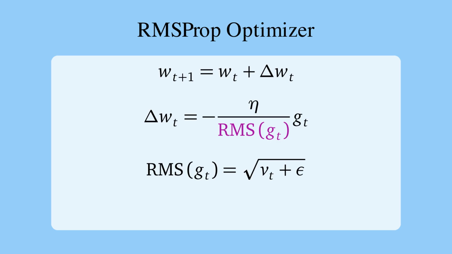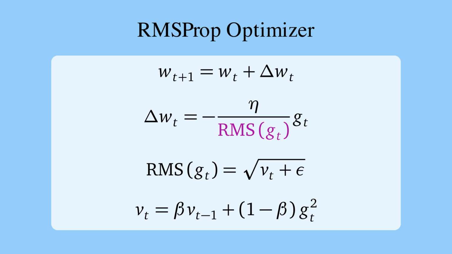However, instead of using the regular running average as it was done in AdaGrad, RMSProp uses an exponentially decaying running average. So we have v_t is beta times the previous squared gradients v_{t-1} plus 1 minus beta times the current gradient g_t squared.